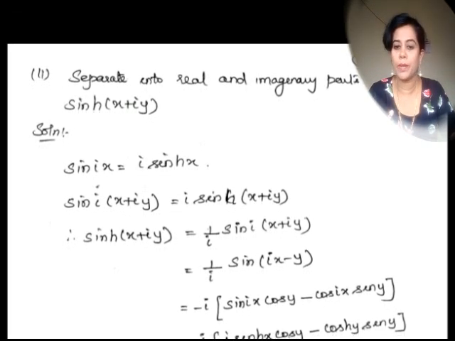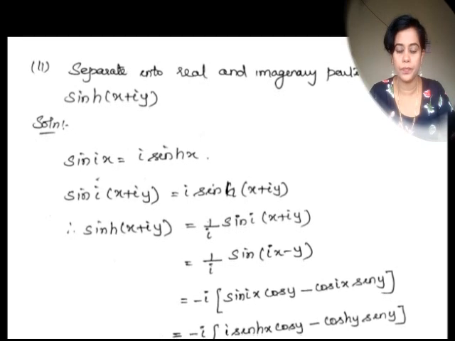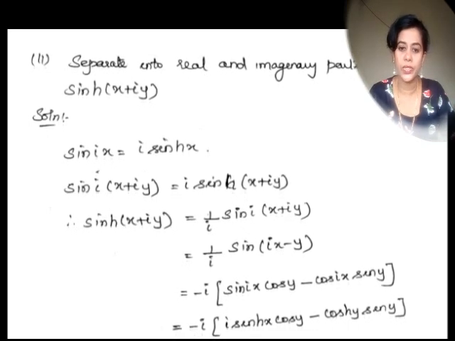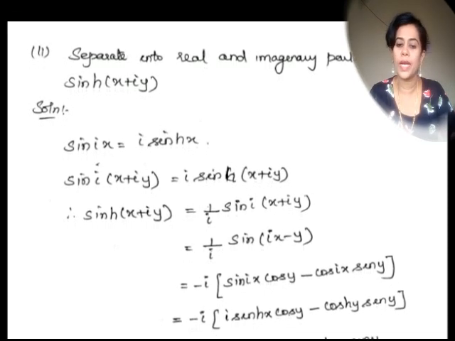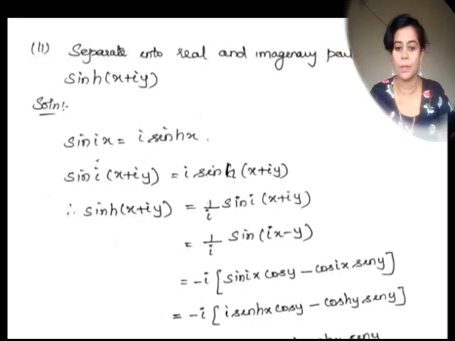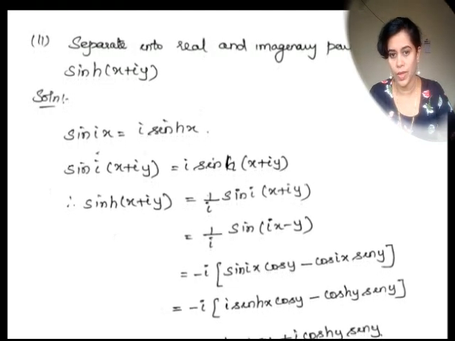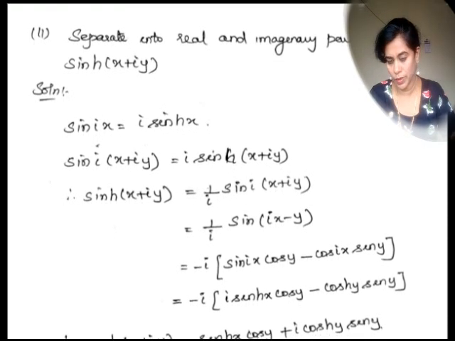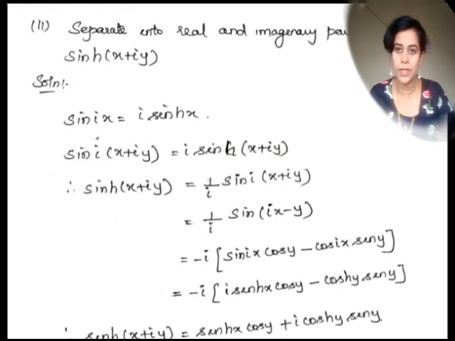Separate into real and imaginary parts of sin h of x plus iy. And we know that sin ix is equal to i sin hx. So therefore sin i of x plus iy is equal to, we can write as i sin h of x plus iy. So therefore sin h of x plus iy is equal to, this is what I have to do actually, sin h of x plus iy is equal to 1 by i sin i of x plus iy.